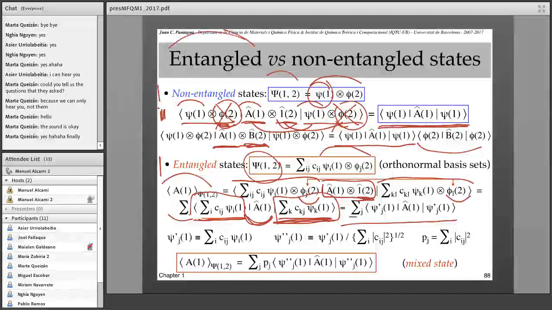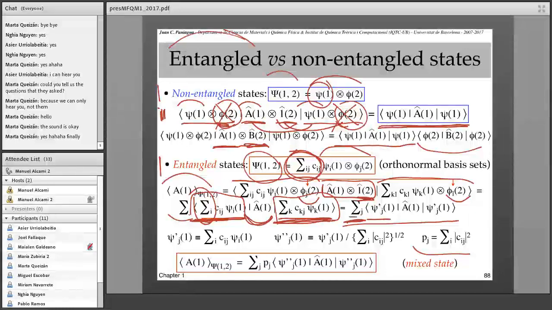Well, these vectors are not normalized, so I can multiply and divide by the sum of the squares of the coefficients. These vectors are not normalized because I do not have a sum over all the pairs of indexes ij. I have a sum only over i, and so I do not have the complete sum of the squares of the coefficients.